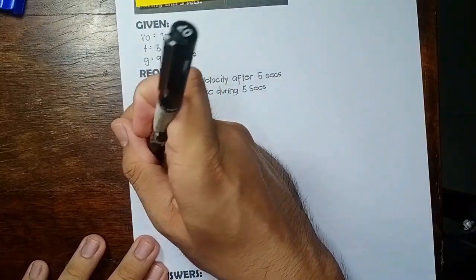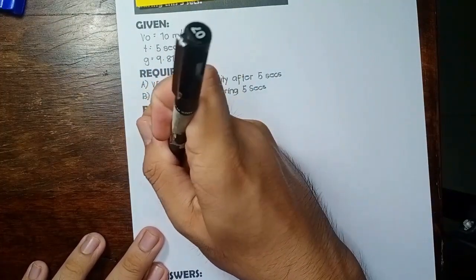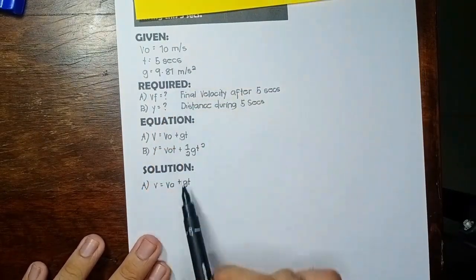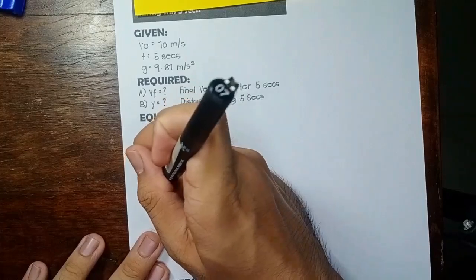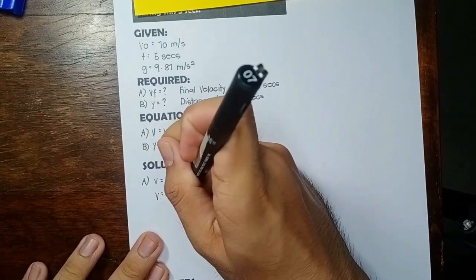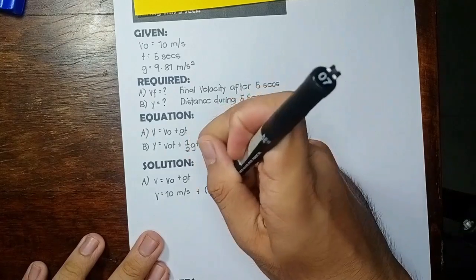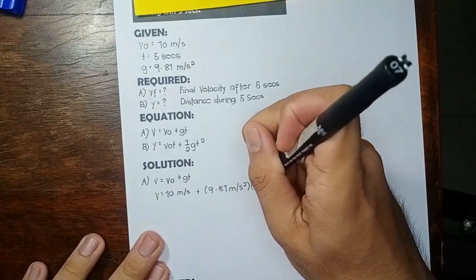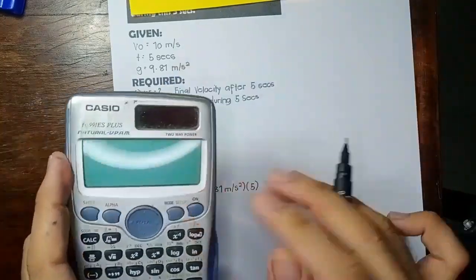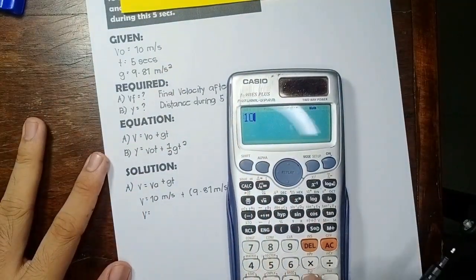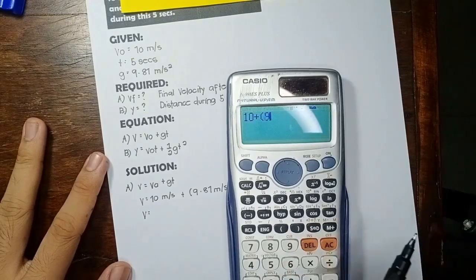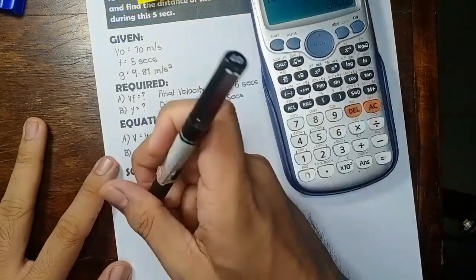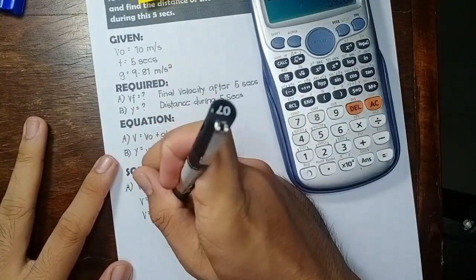For the solution, we're going to use the first equation, where v = v₀ + gt. So, substitute the given values: 10 meters per second plus 9.81 meters per second squared multiplied by 5 seconds. Now let's calculate using the given values. 10 plus 9.81 multiplied by 5. We got 59.05. So our unit will be meters per second.